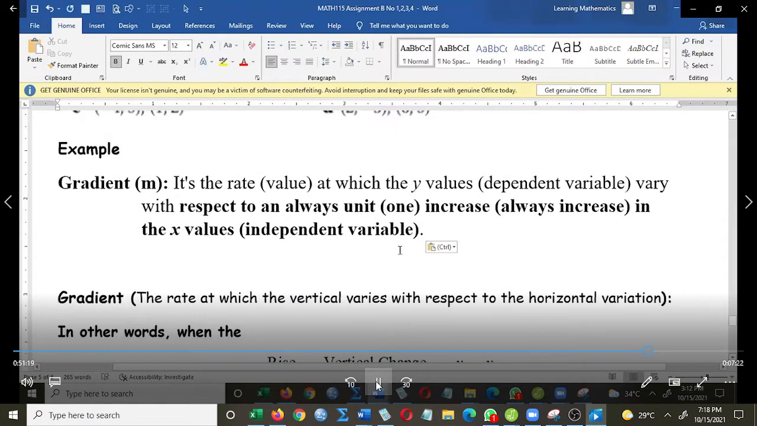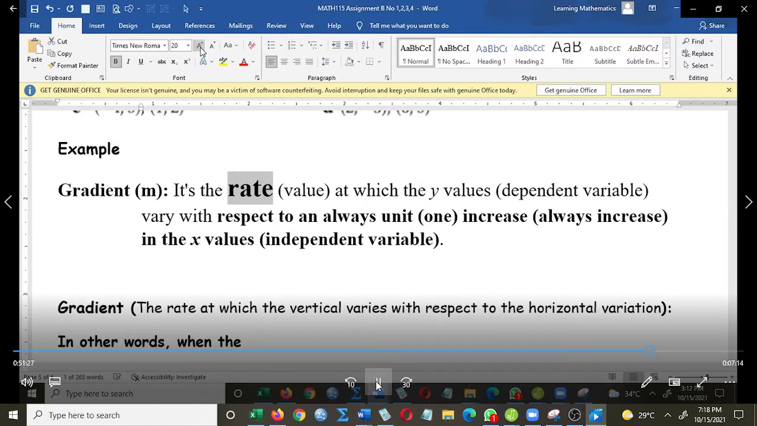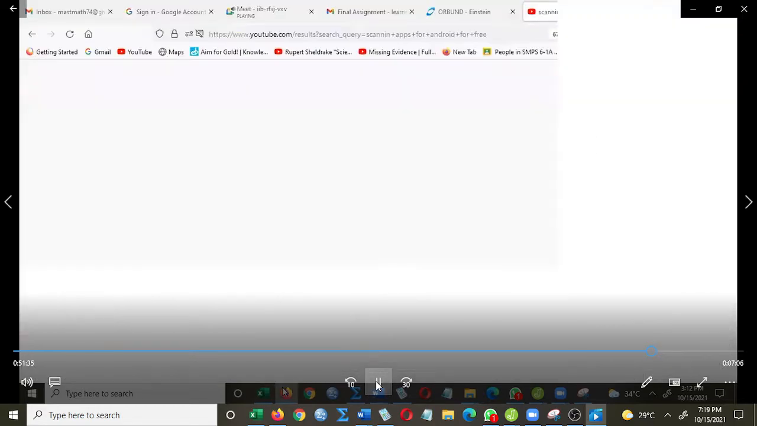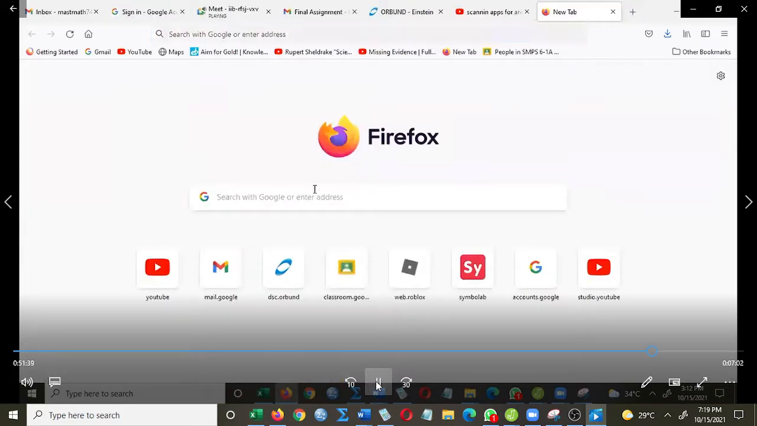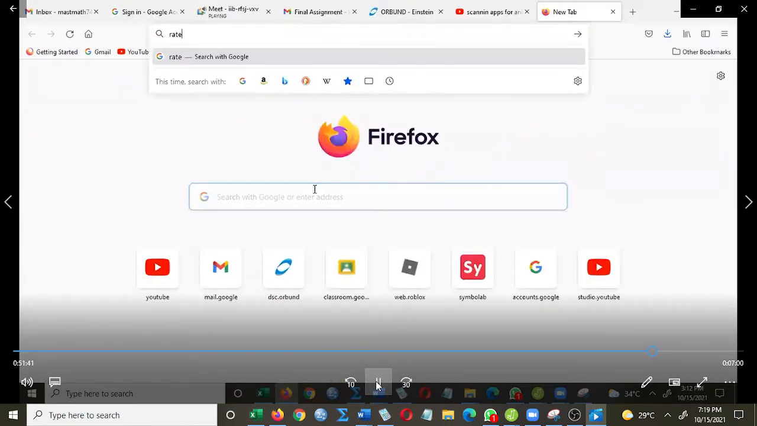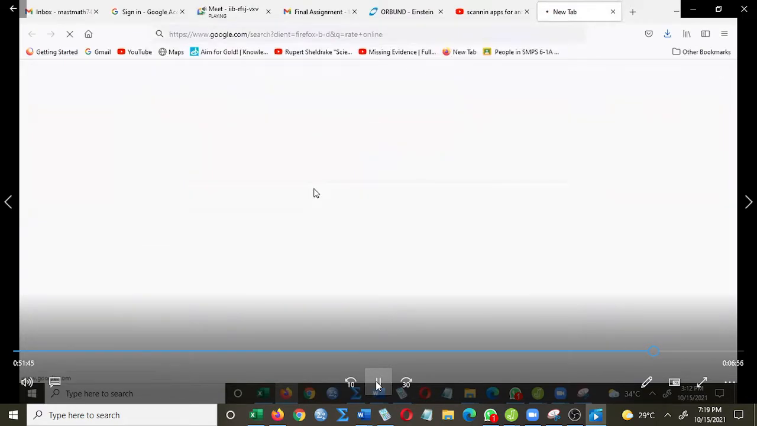Gradient is the rate. Okay, so when you think of gradient, always think of a rate. A rate is like an activity, something happening whilst another thing is happening. All right, when you think of rate, let's go in Google. That's one of the advantages of doing this online. You don't have those privileges in the classroom.